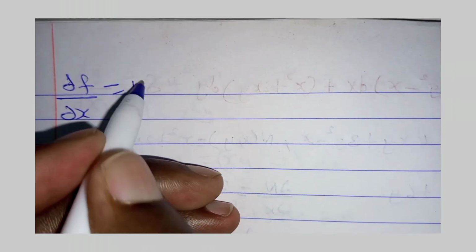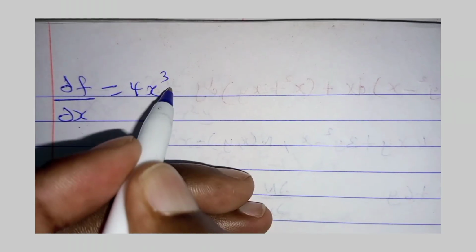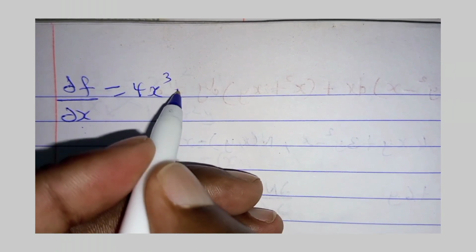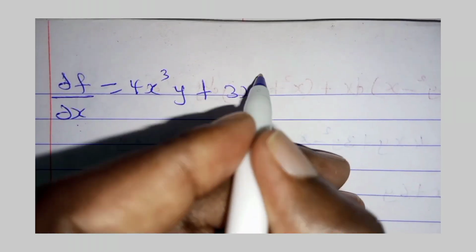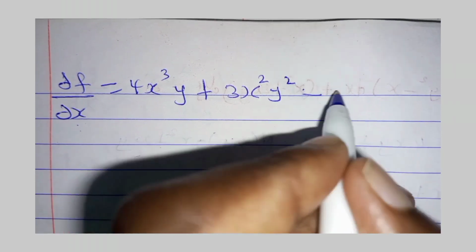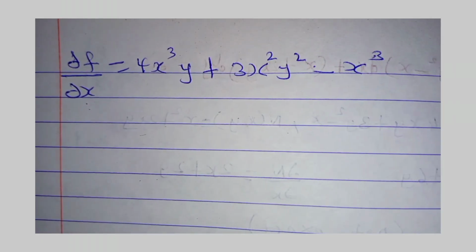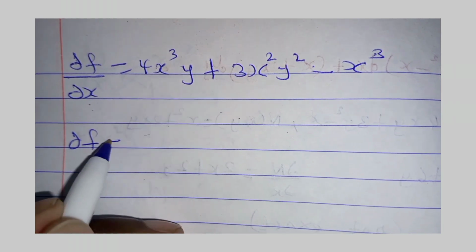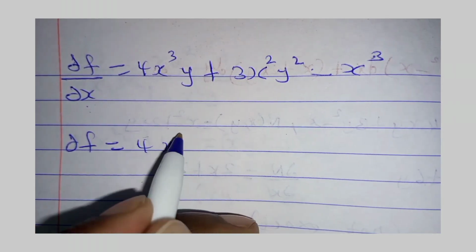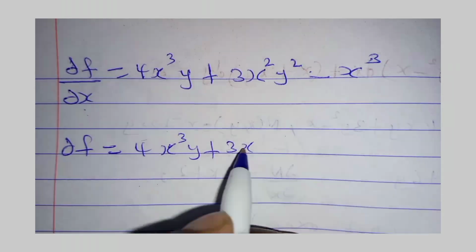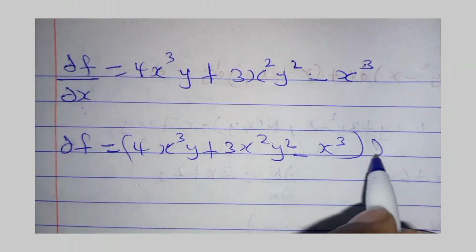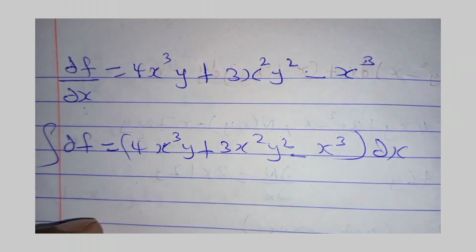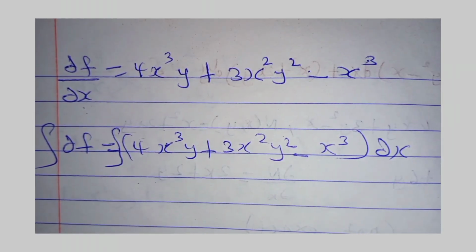That means that partial of f with respect to x is equal to 4x cubed y plus 3x squared y squared minus x cubed. Then you can multiply by partial of x on both sides: 4x cubed y plus 3x squared y squared minus x cubed, everything partial of x. Then we integrate this equation on both sides.